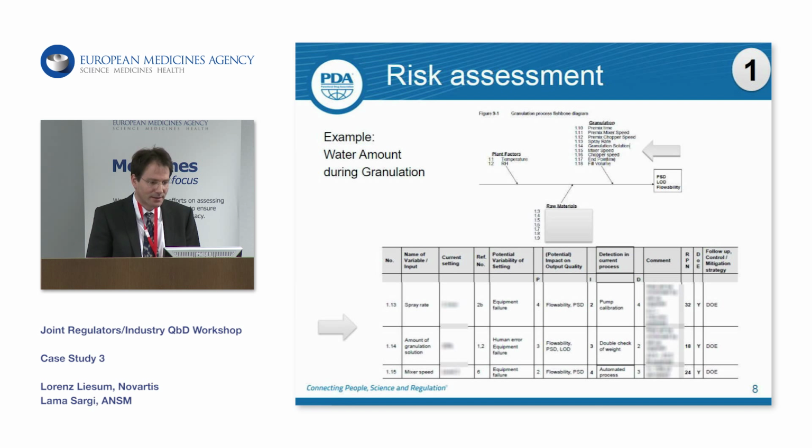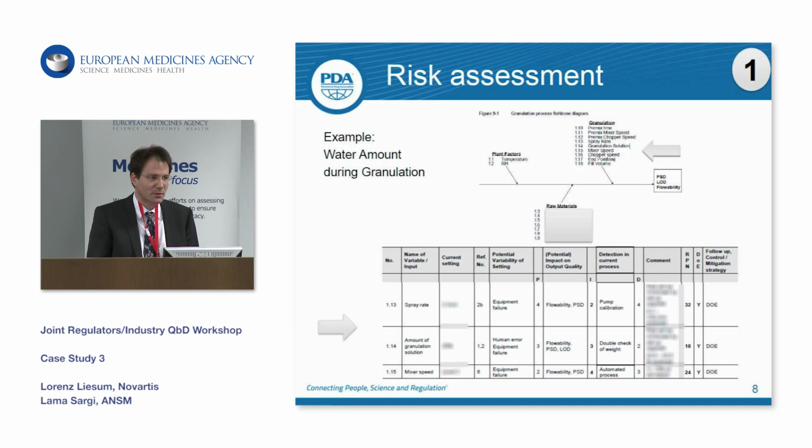We picked the granulation. We have various process parameters which potentially have impact on the CQAs, like dissolution or assay. As you can see in the FMEA table, we had a glance, for instance, at the spray rate and the amount of water which was actually used during the granulation, also the mixer speed.